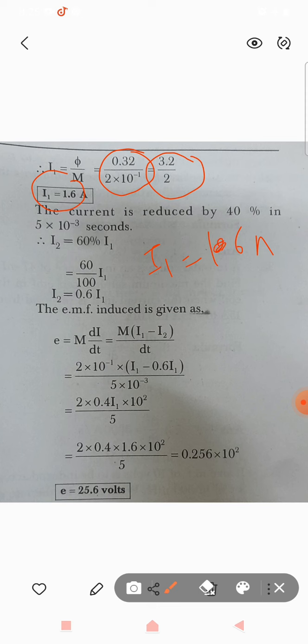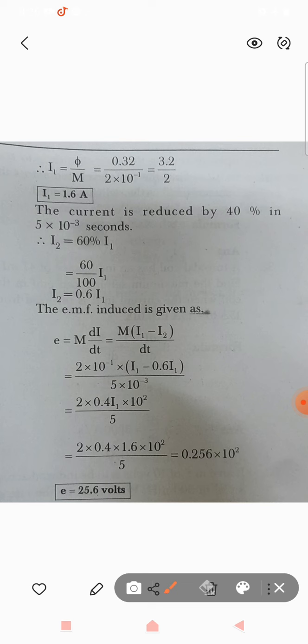1.6 ampere. Okay, so again I am going to explain the initial part here. So phi is equal to M into I. So I1 is equal to 0.32 upon 2 into 10 raised to minus 1. After solving this, we are getting the electric current as 1.6 ampere.